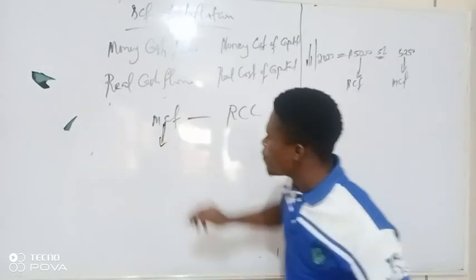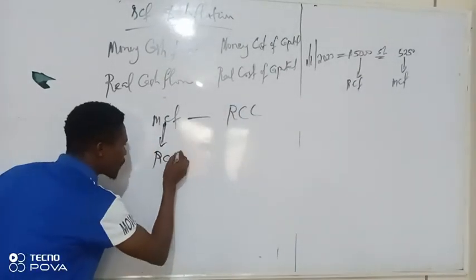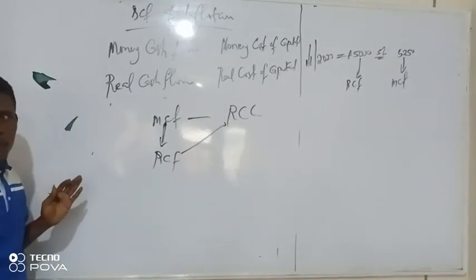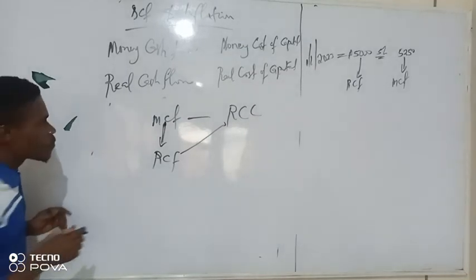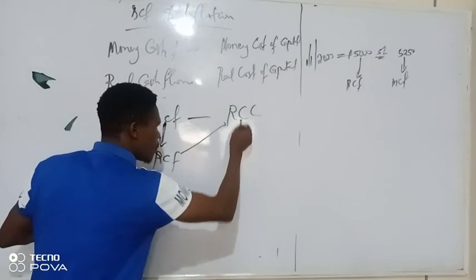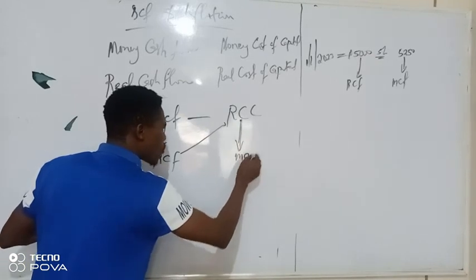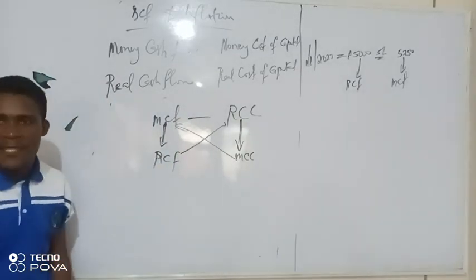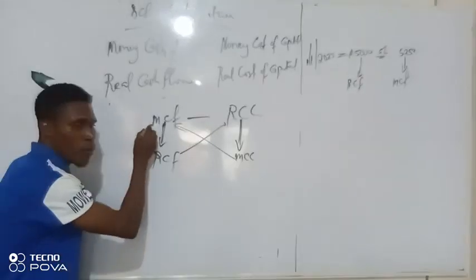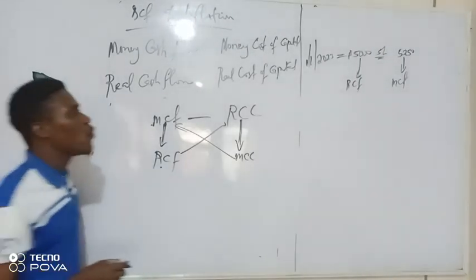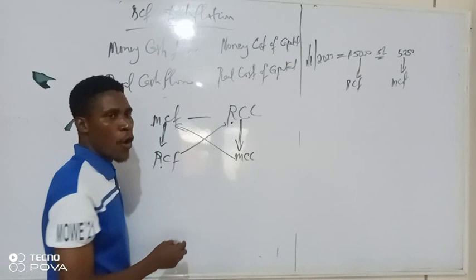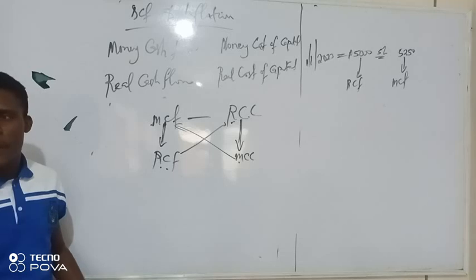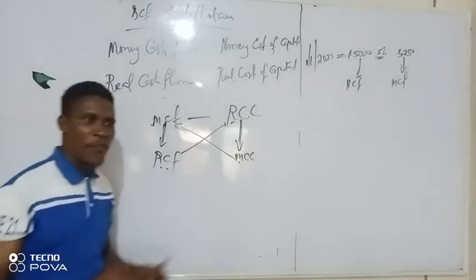Either you convert this to real cash flow, so that they will be of the same level. Or you convert this to money cost of capital, so that they will be of the same level. But the challenge is, how do you convert money cash flow to real cash flow? How do you convert real cost of capital to money? Or how do you convert money to real, or real to money cash flow? That's the one we want to look at now. Conversion. Let's start from the conversion of the capital first.